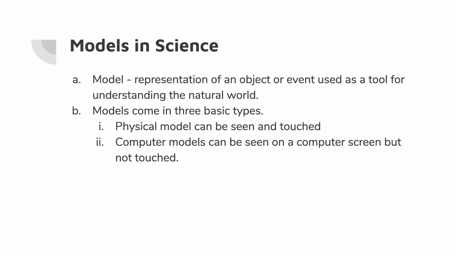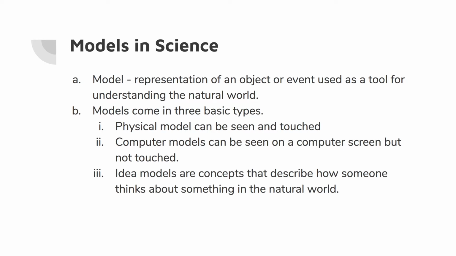Our third type of models are idea models. Some models are ideas or concepts that describe how someone thinks about something in the natural world. Albert Einstein is famous for his theory of relativity, which involves the relationship between matter and energy. One of the most famous models Einstein used for this theory is the mathematical equation E equals mc squared. This explains that mass, m, can be changed into energy. Einstein's idea models never could be built as physical models because they're basically ideas.